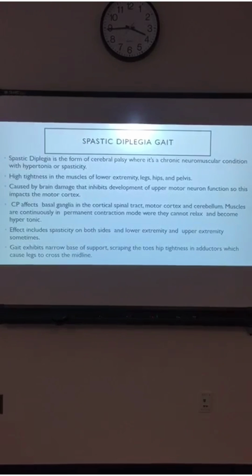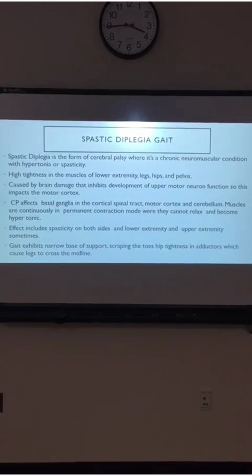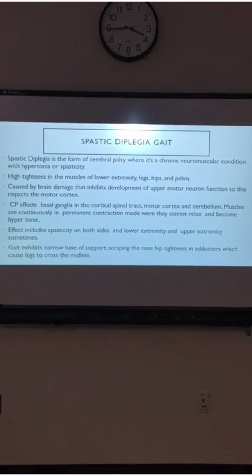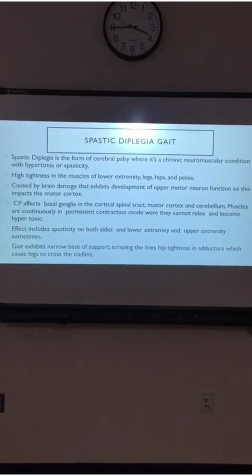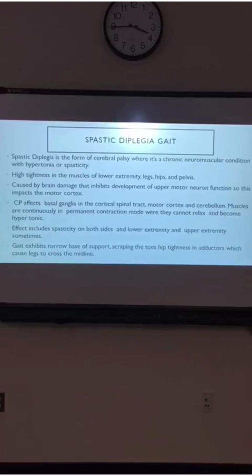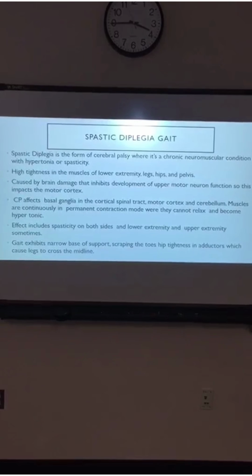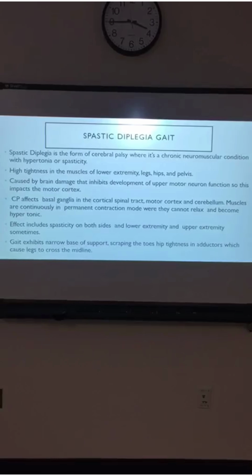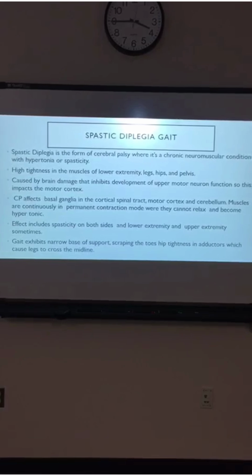Muscles are continuously in a permanent contraction mode where they cannot relax and become hypertonic. It includes spasticity on both sides and in the lower extremity and sometimes the upper extremity. Gait exhibits a narrow base of support, scraping of the toe, and hip tightness in the adductors, which causes the legs to cross the midline.